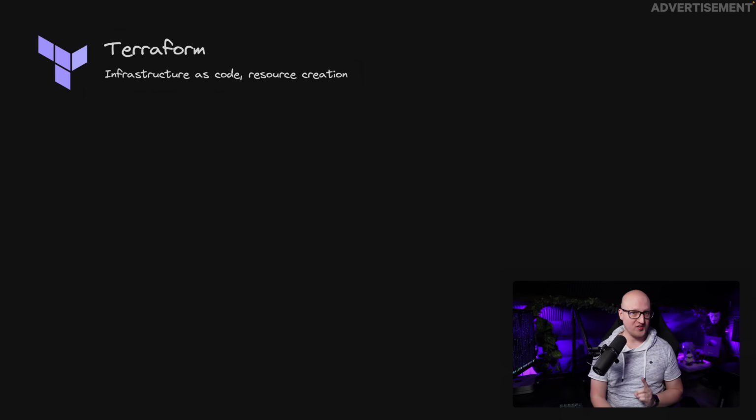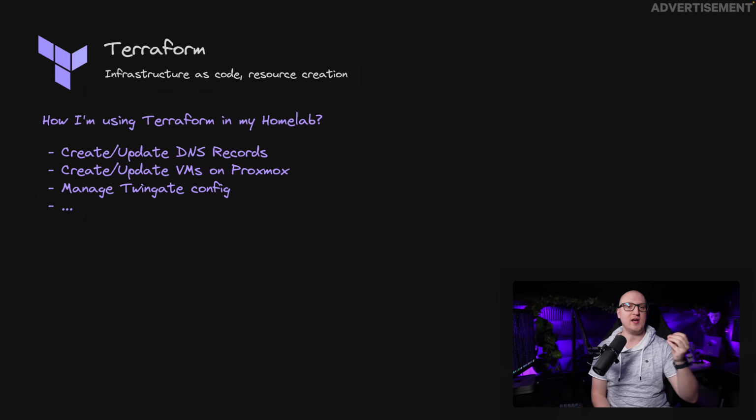Now, Terraform on the other side is not as great as Ansible when it comes to provisioning or changing config settings on remote machines. It is more an infrastructure as code utility, which means it is perfect for resource creation and lifecycle management. So for example, I'm using this to create and update my DNS records on my DNS server or creating new virtual machines on Proxmox. I also just recently started to use it for managing my ZTNA platform TwinGate. More about that in an upcoming video, by the way.